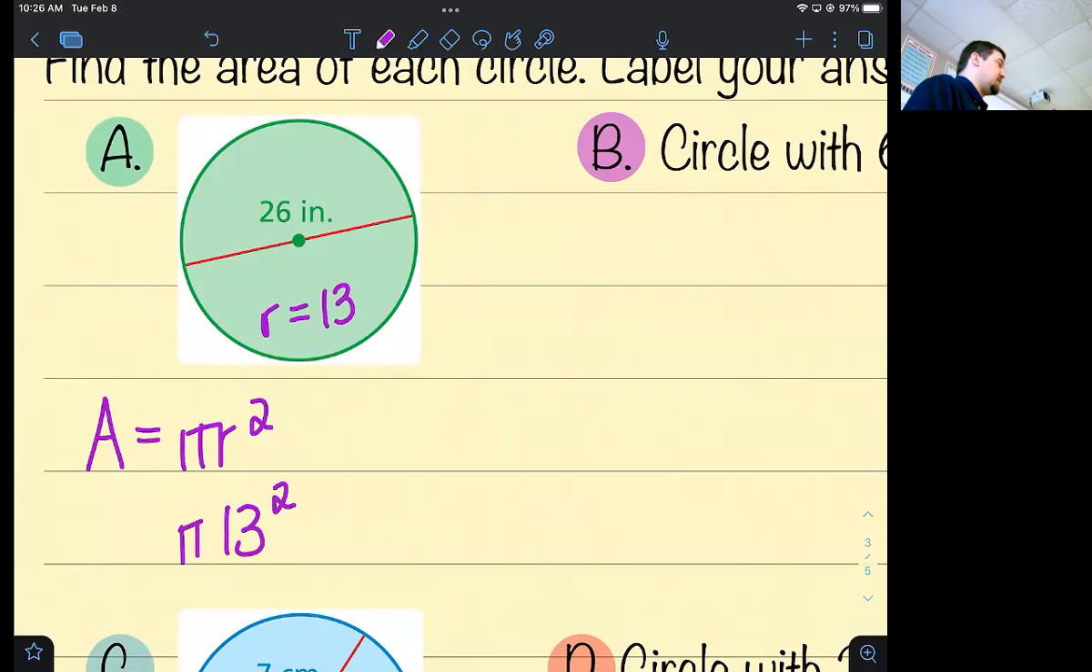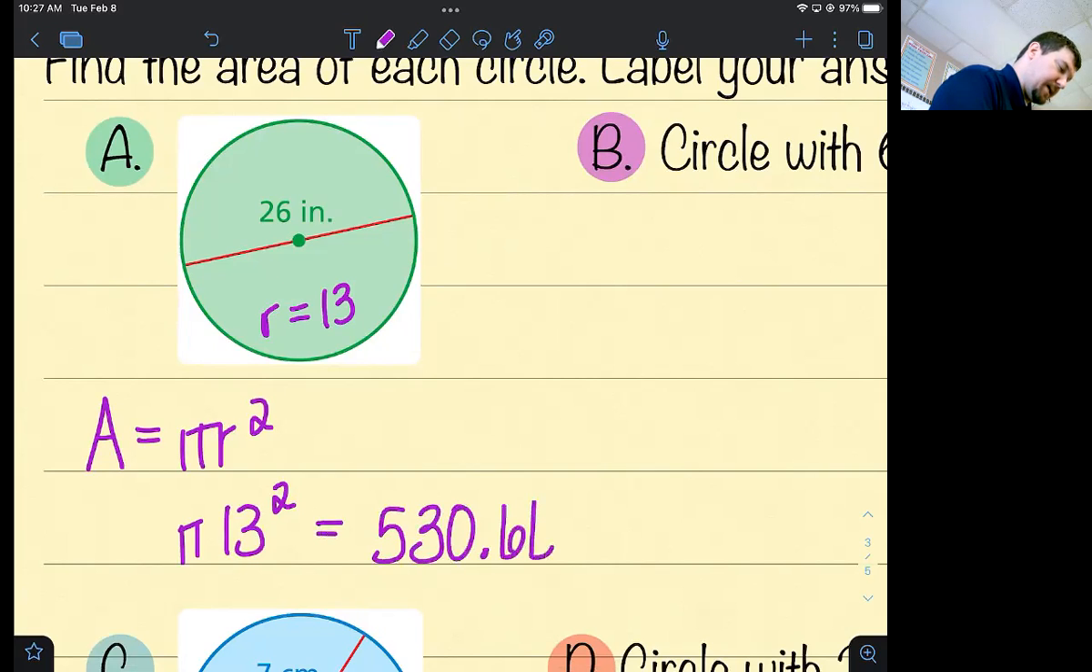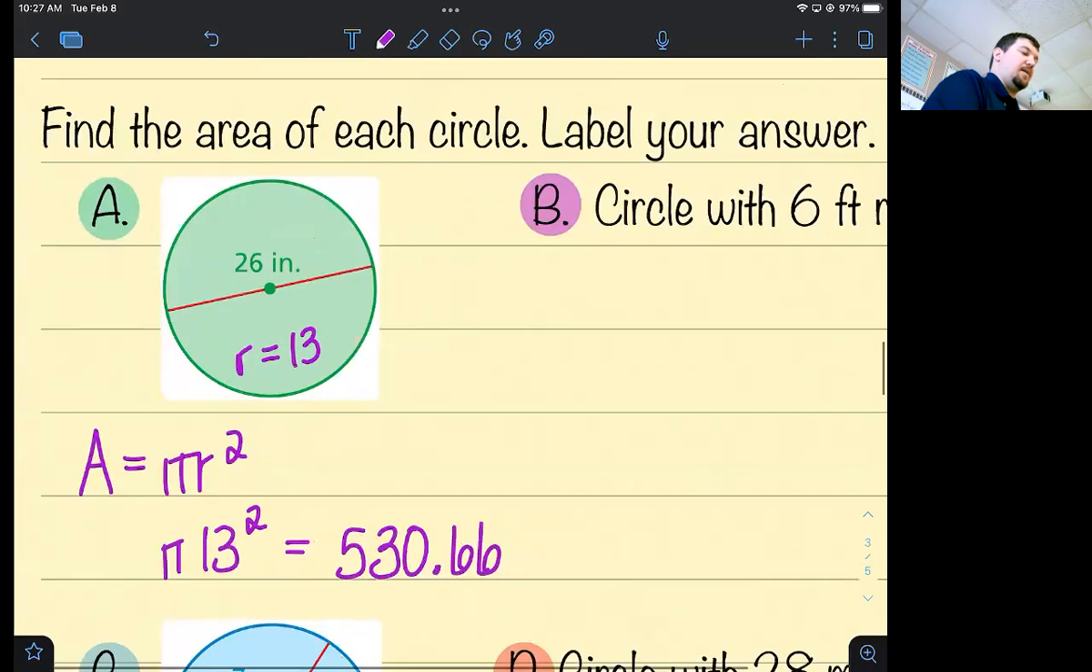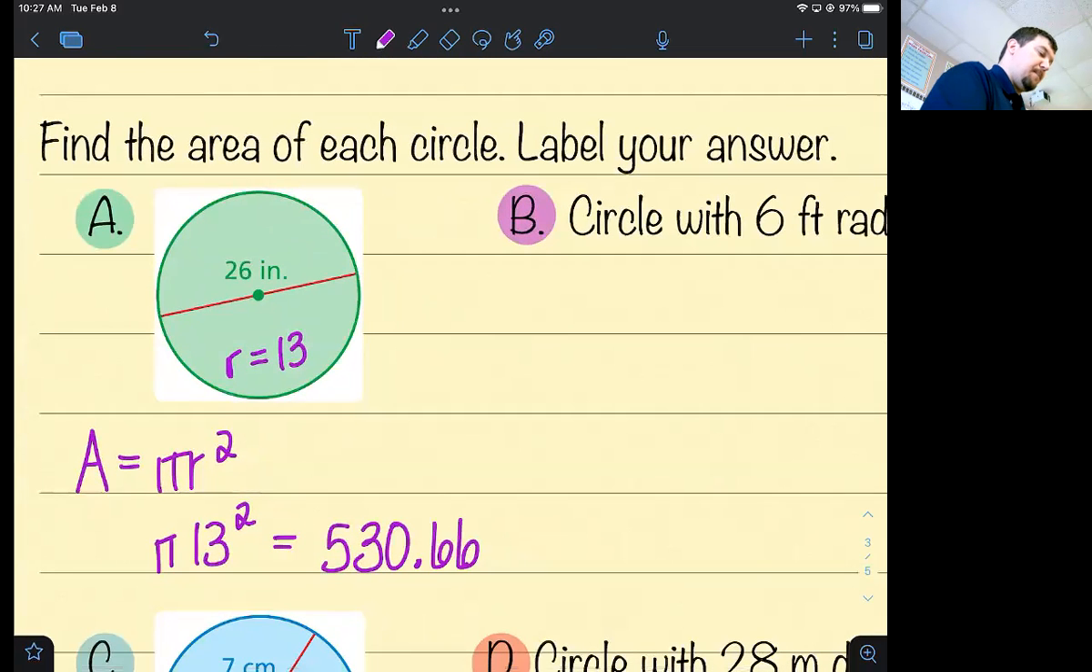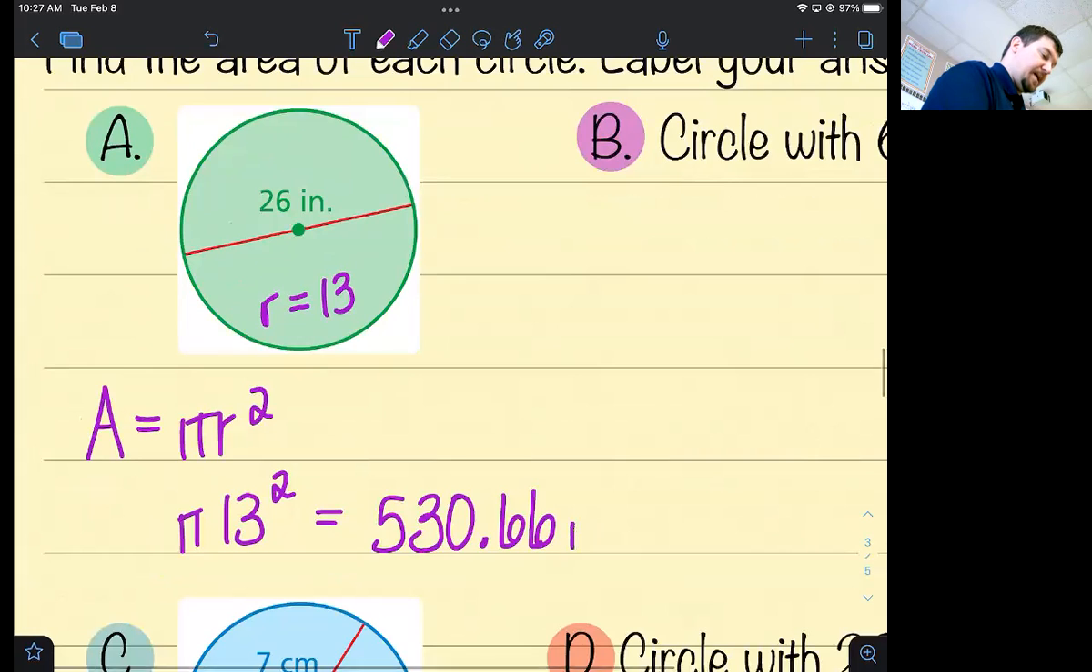Okay, and then we take 169 and we just times it by 3.14. Pi is always the same. We know it's 3.14. So times that by 3.14, and you should get 530.66. And it didn't tell me what to round to, so I'm just going to assume 2 decimal places, but I do have to label it, and we're going to say inches squared.